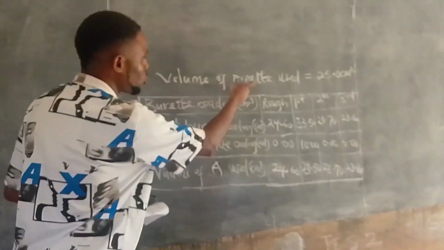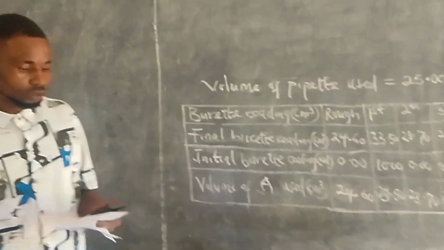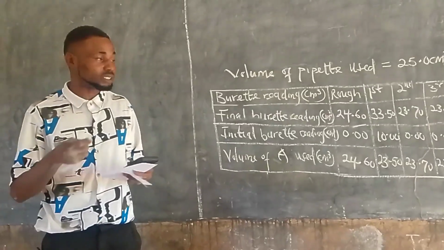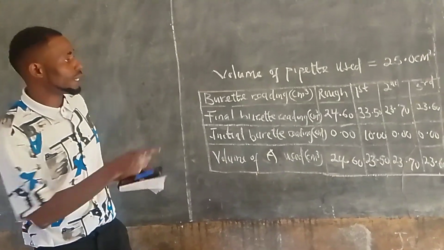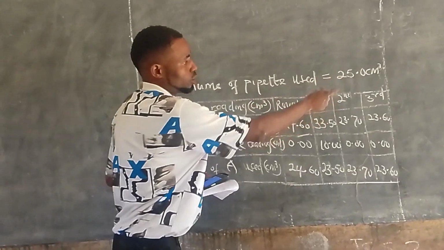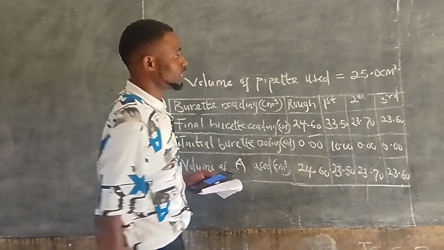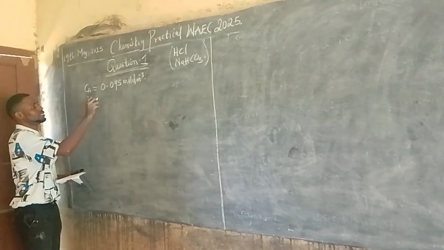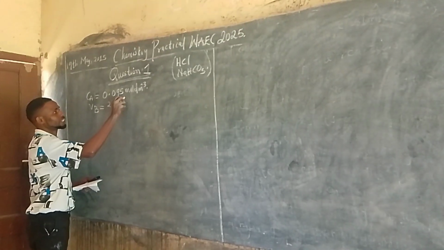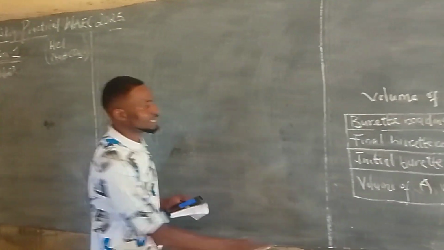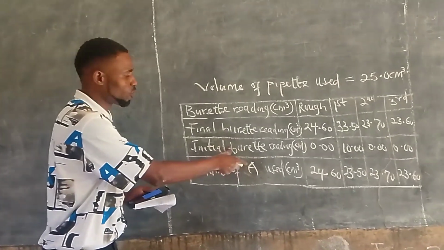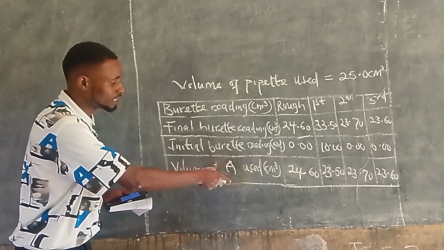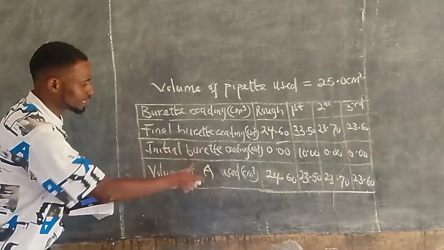We have the volume of what? The volume of the pipette used. In the question, it was stated that we can use 20 cm cube or 25 cm cube as the volume of pipette used. But here, we are using 25.0 cm cube. So our VB is 25 cm cube. Now, let's get the average volume of acid used from this table.